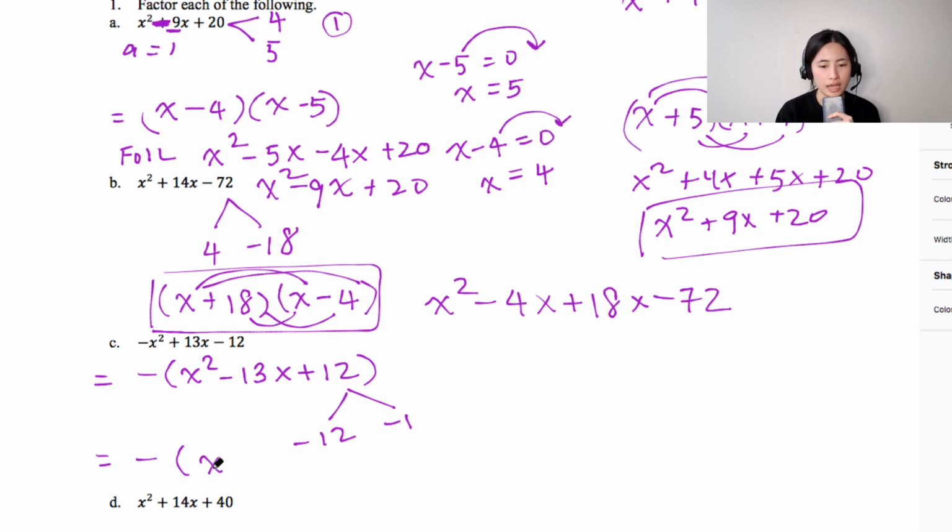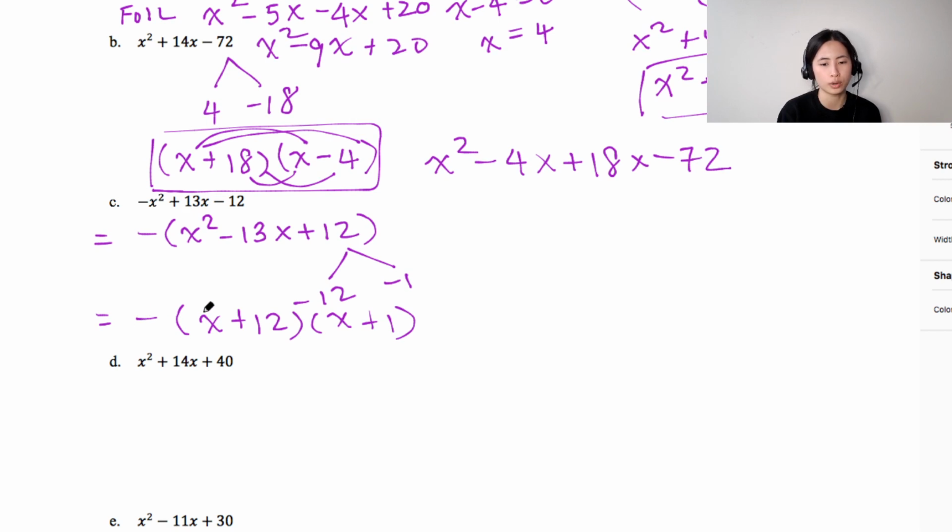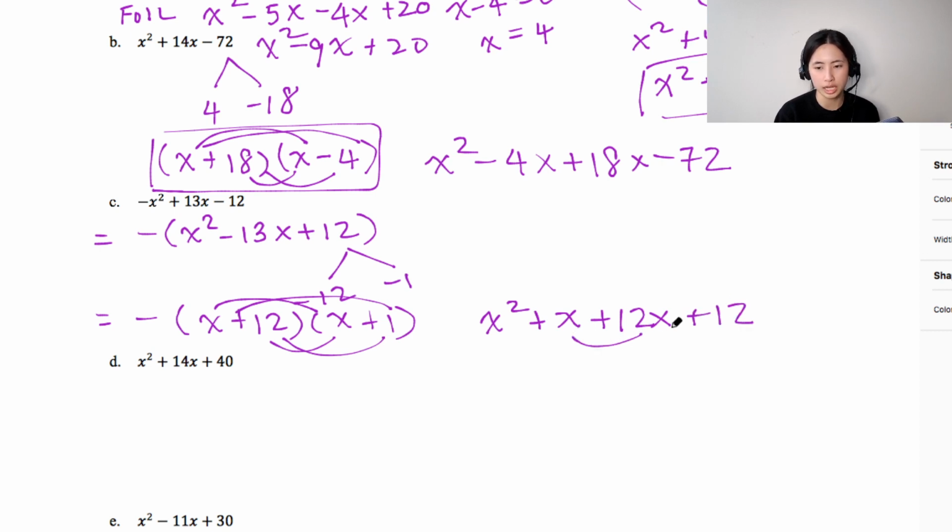So if you have, let's say, x plus 12 and x plus 1, that means when you apply the FOIL method, you're going to see that this is now x squared, and then this is x, and this is 12x, and this is going to be 12, right? So when you combine the two, this is essentially 13x plus 12, then you have the x squared. Okay, so you have that. But the problem here is this 13x, it's not -13x, if you know what I mean.